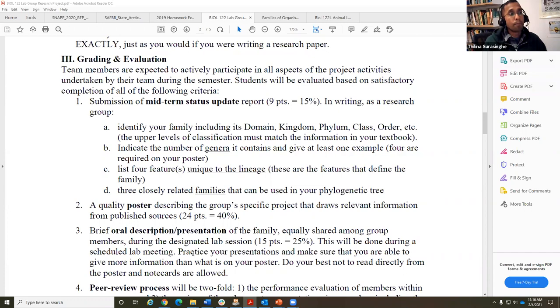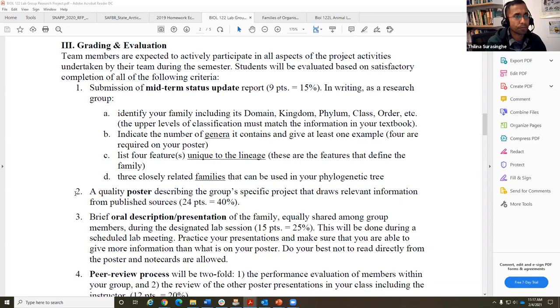Before that, just to make sure you are on track, you will submit a midterm status update report. It carries a small percentage, 9 points, 15%, in writing as a Word document. It will include your linear classification, going from domain all the way to the last level, the family level that you are stopping at. Then you will identify the total number of genera. This is not listing all the genera in that family. This is the total number of genera that you found through your research.